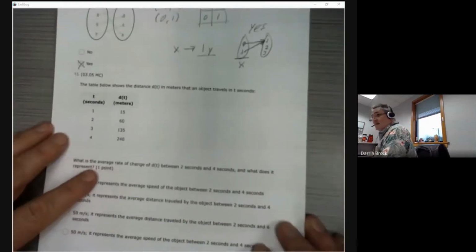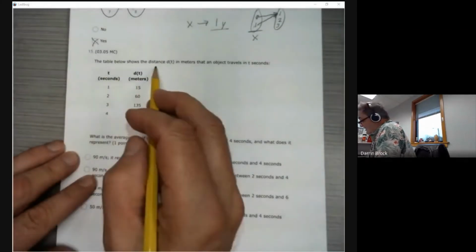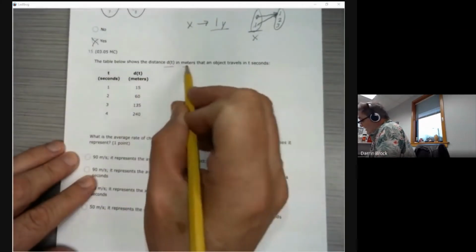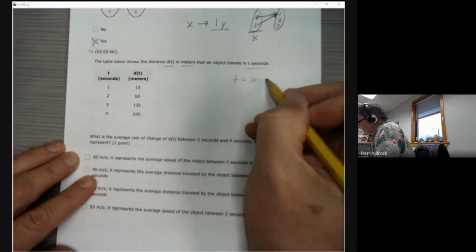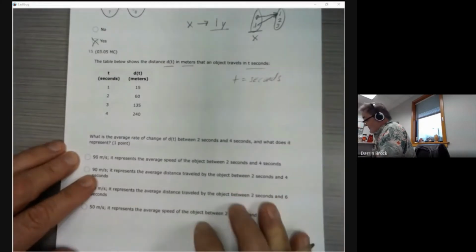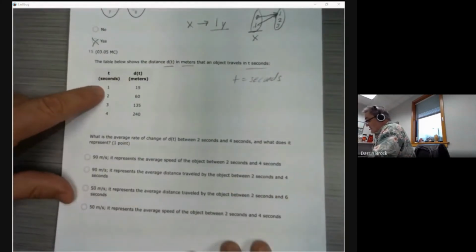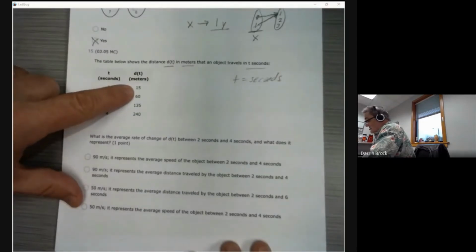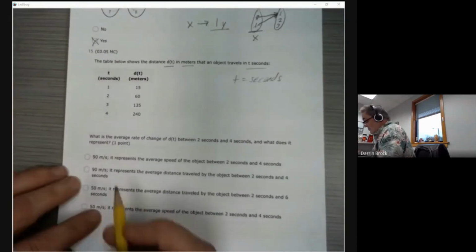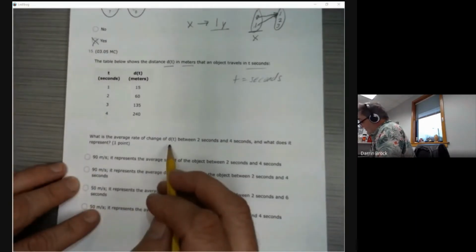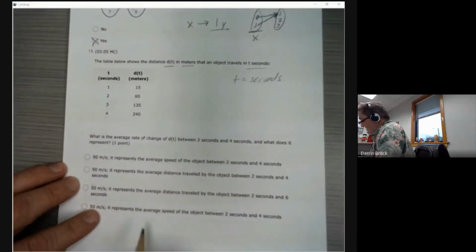Okay, down to this problem, a little bit bigger problem. The table below shows the distance in meters that an object travels in t seconds. So t equals seconds, and distance is in meters. After 1 second, it's traveled 15 meters. 3 seconds, 135 meters. What is the average rate of change of d of t, which is distance, between 2 seconds and 4 seconds? And what does it represent?